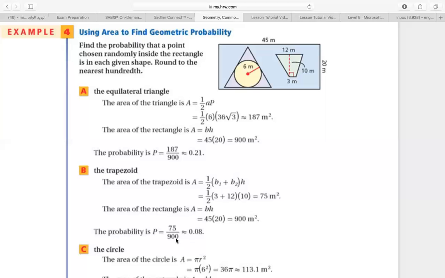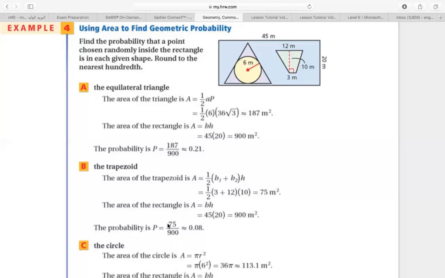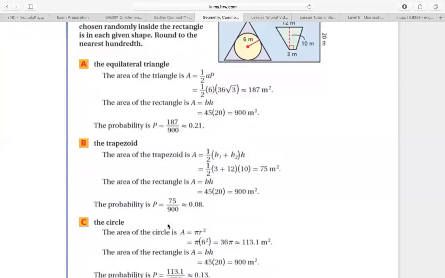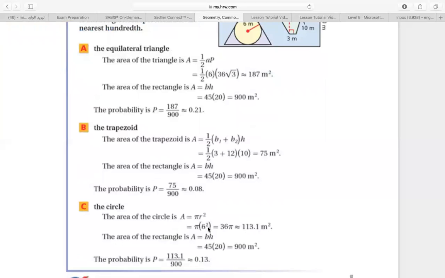Next, I want to find the circle. What is the formula of the area of the circle? Pi r squared. The radius is 6. So pi times 6 squared is 36 pi, and the value of pi is 3.14. So 3.14 multiplied by 36 is 113.1 meters squared. So now I got the probability of finding a point randomly on a circle inside the rectangle.